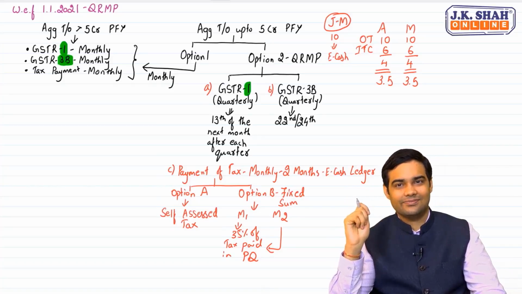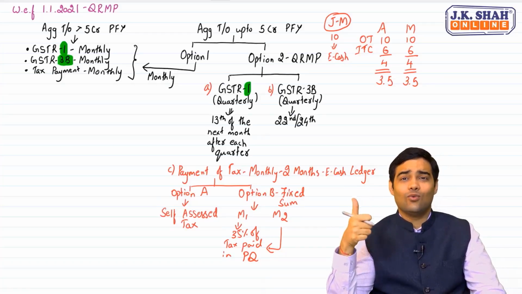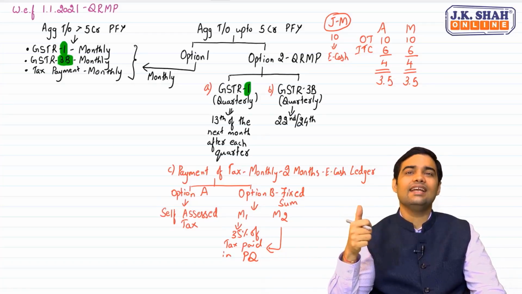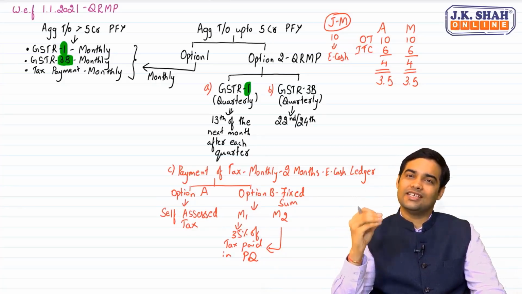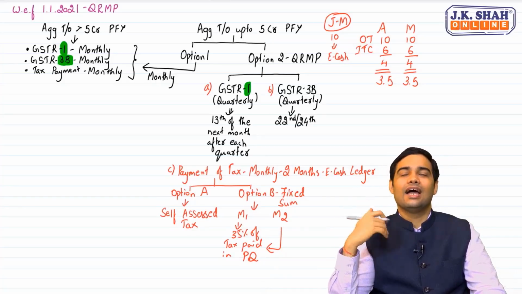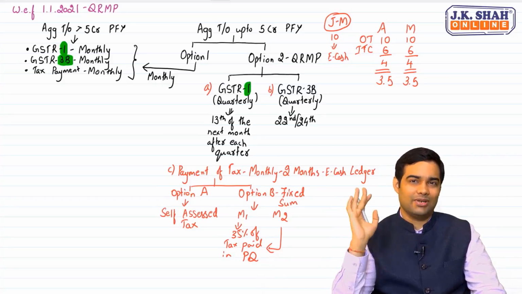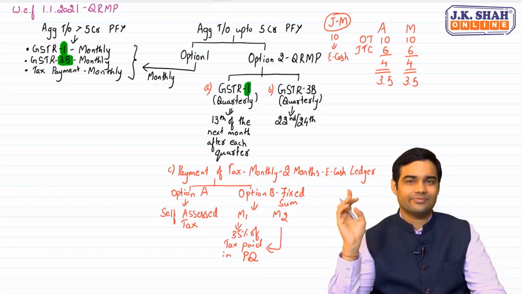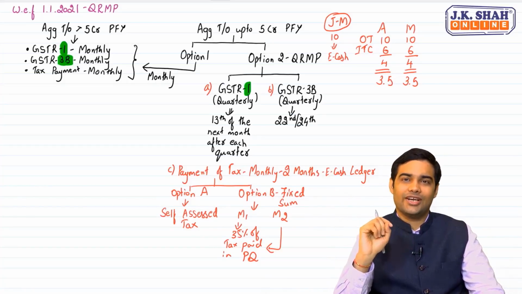Clear with this? Okay. Now, 2 options. 1. Self-assessed. Second, fixed payment method. Fixed sum. First month, you pay 35% of the tax in previous quarter. Second, you pay 35% of the tax paid in previous quarter. Clear? Okay. Now, be very careful about one particular point.